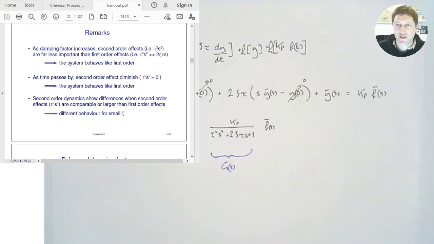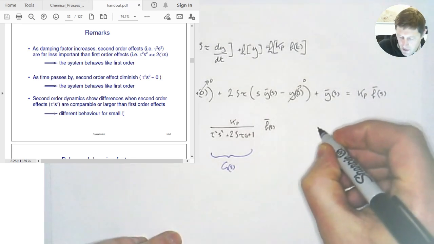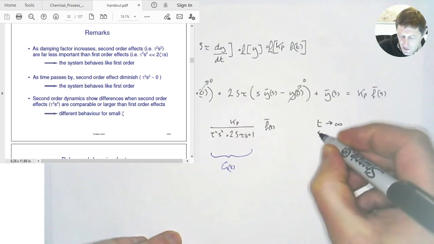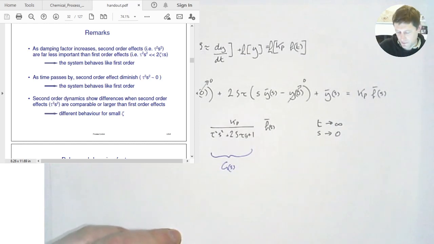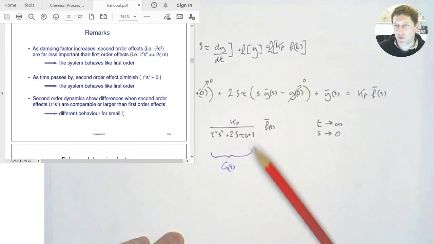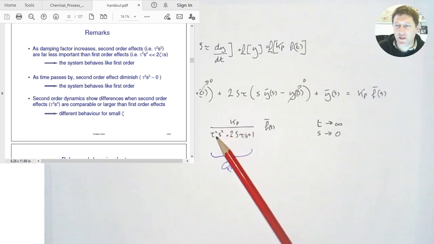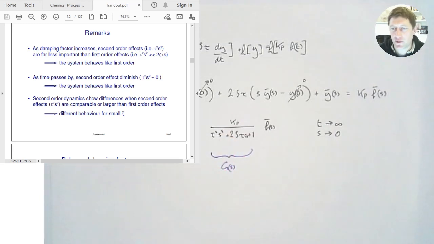As time increases, the second order effects diminish. We remember from our Laplace transform revision lectures that if time tends towards infinity, s tends towards 0. And so if s is tending towards 0, this term will start to become negligible again. S squared will become negligible, and so again it will become more like a first order response. So at short times, the second order effects might be significant, but as time progresses, they will diminish and the response again will become more like a first order response.